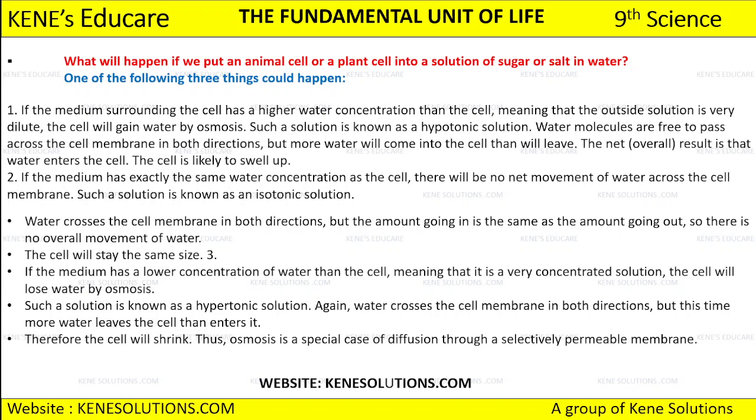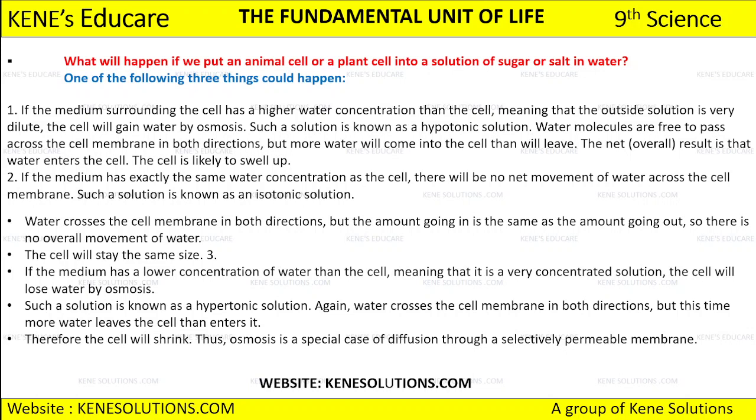Okay, second solution that we have is isotonic solution. अब यहाँ पे क्या होता है, if the medium has exactly the same water concentration as the cell, अब मेरे पास जो मीडियम है उसमें इनसाइड द सेल जो वाटर कॉन्सेंट्रेशन है दैट इज सेम, एज वेल एज आउटसाइड सेल जो वाटर कॉन्सेंट्रेशन है दैट इज ऑल्सो द सेम. So here there will be no net movement which is going to take place across the cell membrane, and such a solution we call it as an isotonic solution.